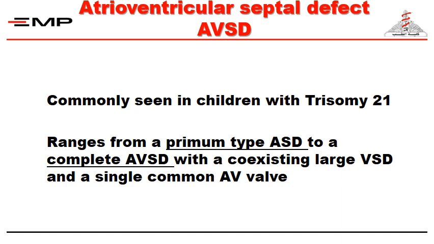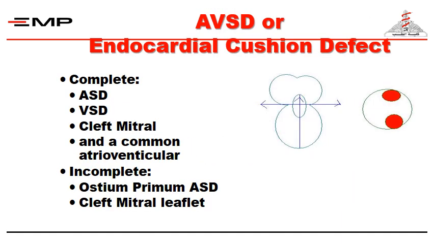Commonly seen in children with trisomy 21. It ranges from a primum type ASD that we mentioned before to a complete atrioventricular septal defect with a coexisting large VSD and single common AV valve. What is that? Let us look again here. An atrioventricular septal defect was previously called endocardial cushion defect, and because this name is a little bit strange, many of the students remember endocardial cushion defect, but they forget the AVSD.